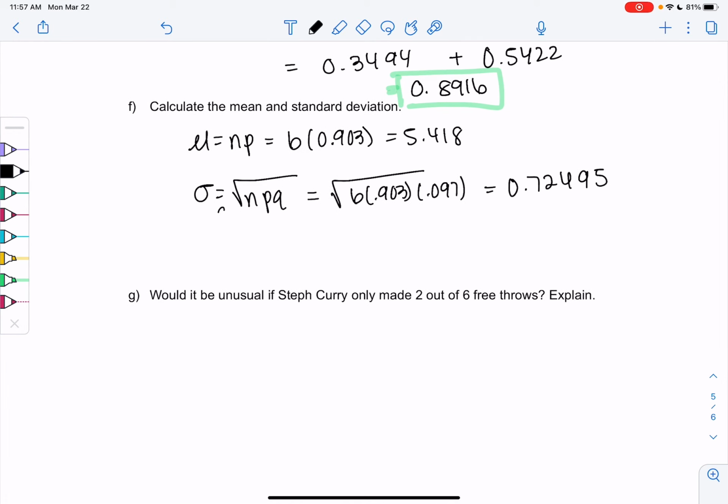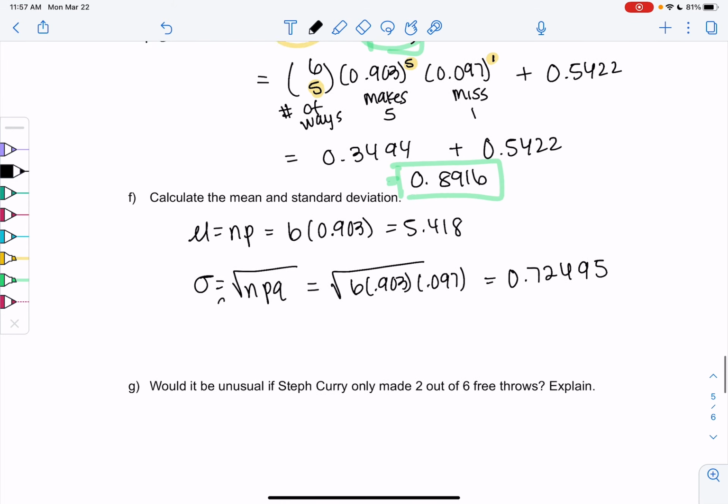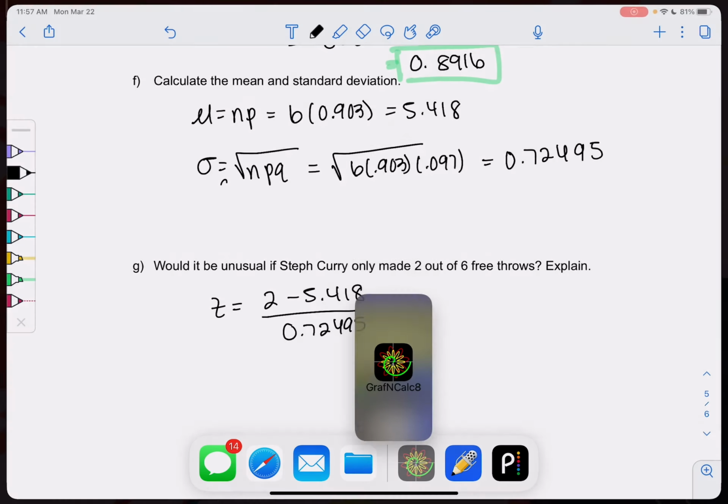So I think most of us probably know it would be unusual for Steph Curry to only make 2. We're seeing right here, right, 89% chance he's making 5 or 6. Or if you know Steph Curry, right, he's probably not going to make only 2 out of 6. But we can use the z-score to check. So we can just check how the z-score relates to things we already know in everyday life. So we'll do 2 minus the mean divided by the standard deviation. And I'm expecting something unusual.